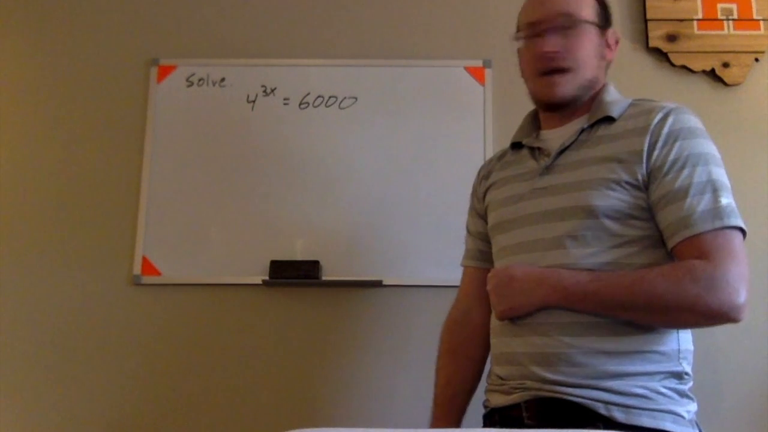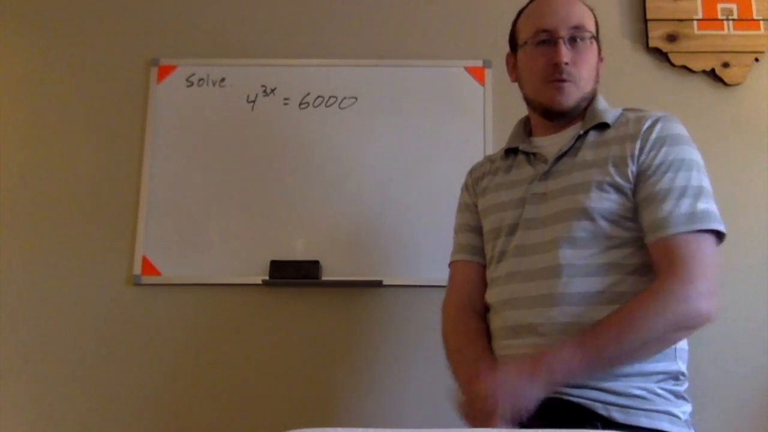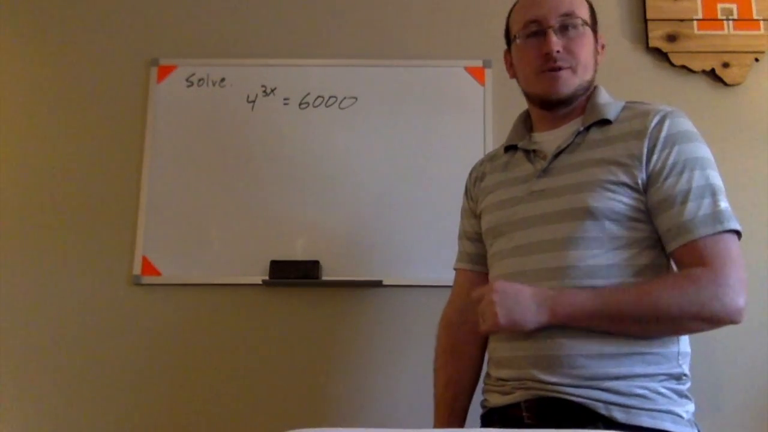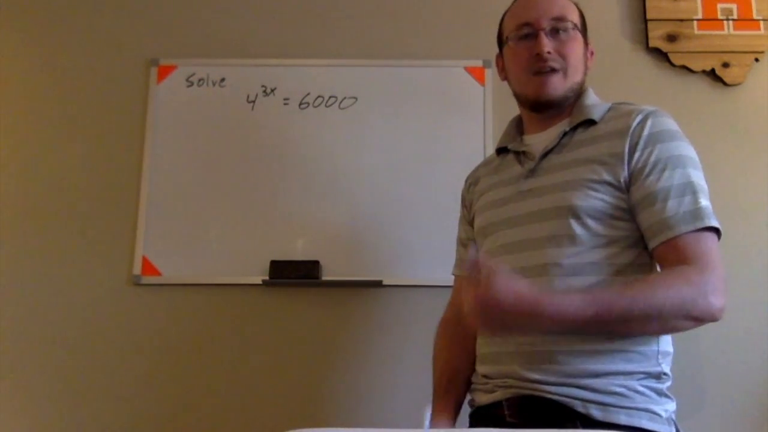In this example, we're being asked to solve the exponential equation 4 to the 3x power is equal to 6,000. This time around, I'm going to show you how to do this graphically. So we're going to go to our graphing calculator.